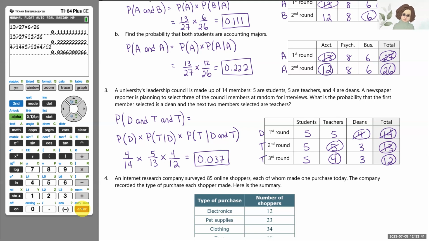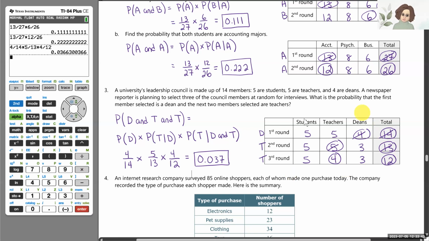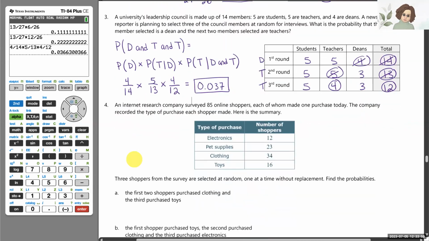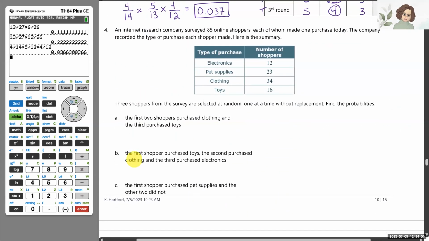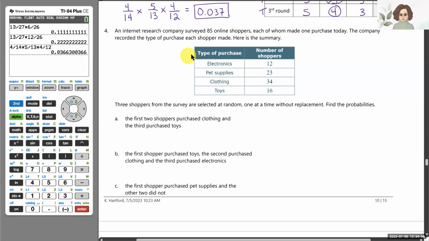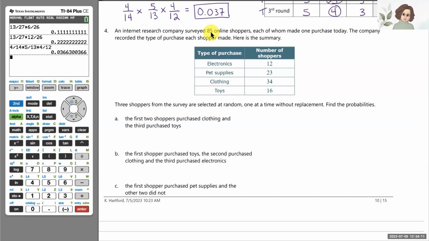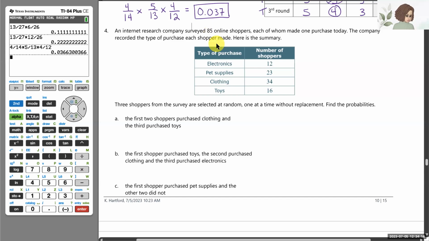All right, so in the last example, I'm not going to make a table. If a table helps you, then certainly make it. I know some students find the table helpful, and others can just write down the substitutions here without it. So you'll do whatever works best for you. But let's take a look at this question. We have an internet research company that surveyed 85 online shoppers, each of whom made 1 purchase today. And the company recorded the type of purchase each shopper made. And here is our summary.